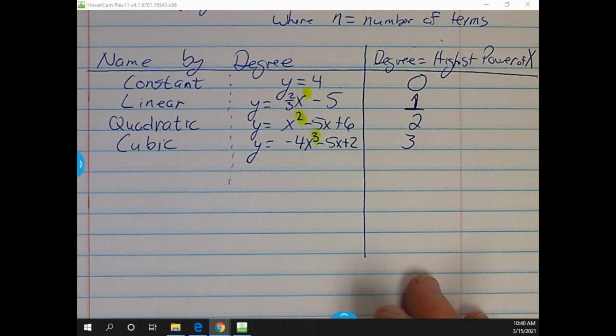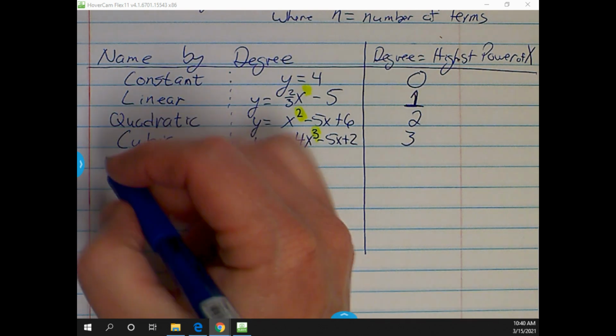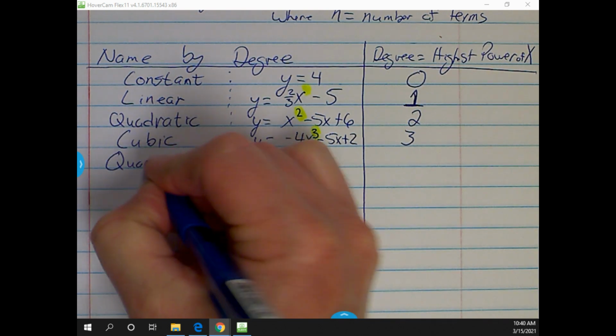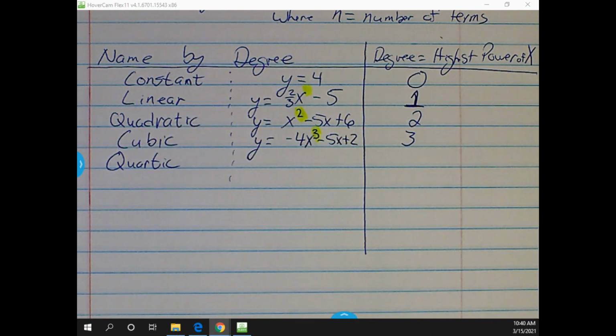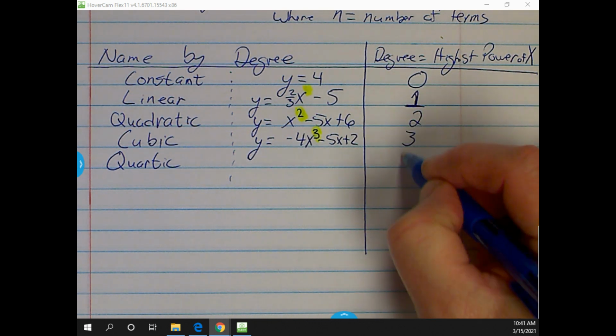Okay, so quadratic is 2, cubic is 3. For 4, well, that one does make sense. It's quartic. There's 4 quarts in a gallon, there's 4 quarters in a dollar. If you're in a football game, there's 4 quarters in a football game, that kind of thing. So if it's quartic, that one would be to the 4th power.